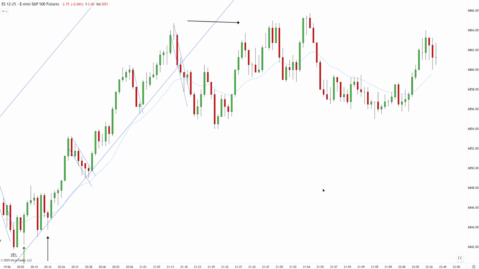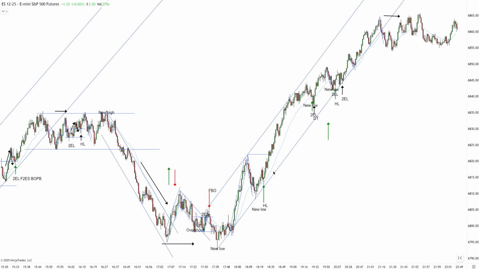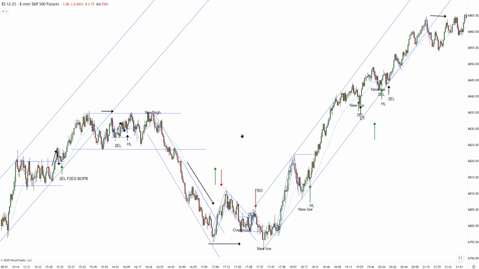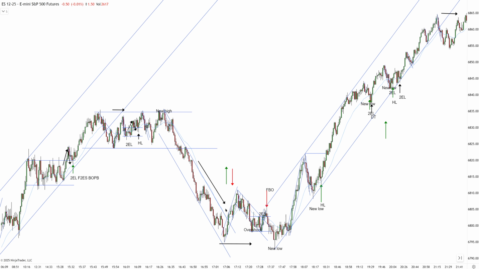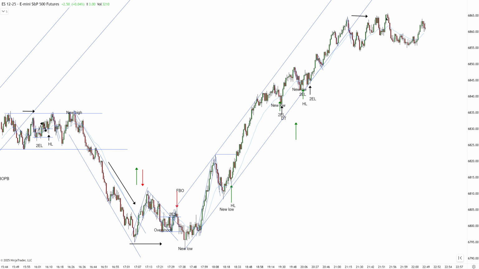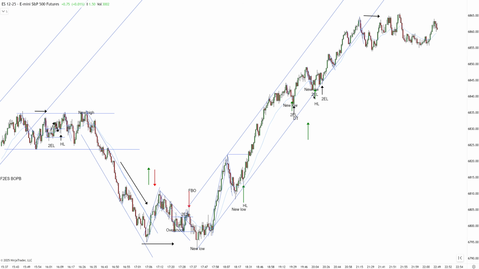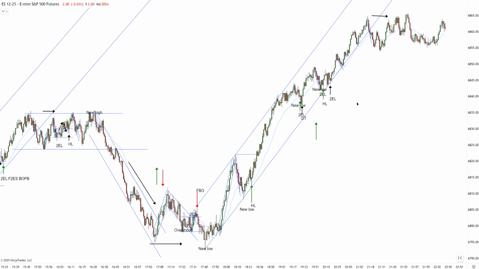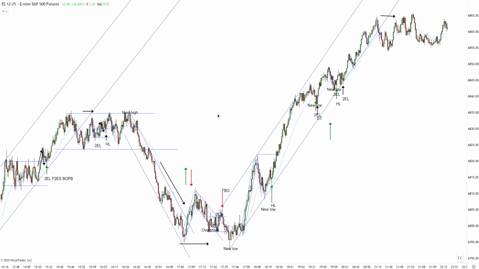So this is the overall structure for today. It was decent price action overall. You can see uptrend break new high, downtrend break new low, uptrend break new high, perfect trend line rule, a lot of great trades and a lot of runners. So great uptrend to finish the day with.